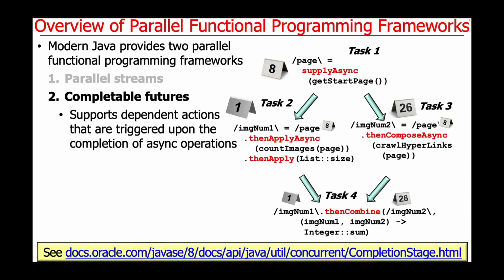So what it can do is it supports dependent actions that are triggered upon the completion of asynchronous operations. So what we do here is, for example, we start by asynchronously getting a web page at a given URL. Once we've got that web page, then we go ahead and create two tasks that asynchronously will count the number of images on the page and in parallel crawl all the links reachable from that page recursively. And when both of those asynchronous computations complete, we then combine the results to come up with a count of the number of images.